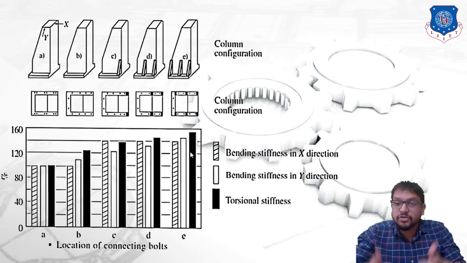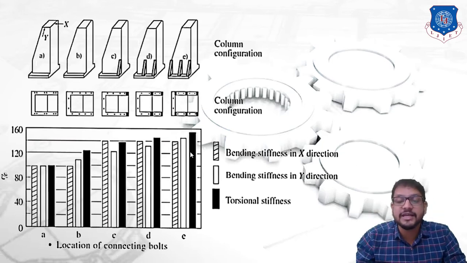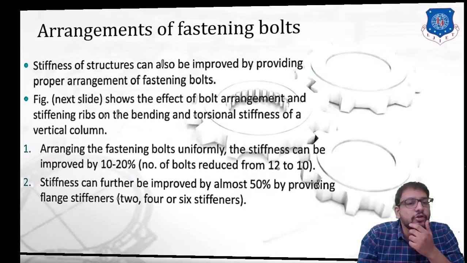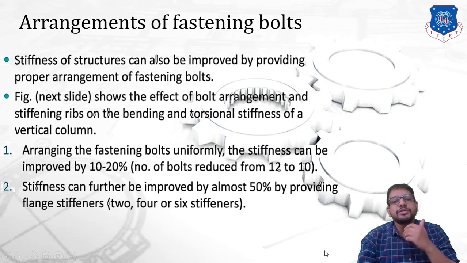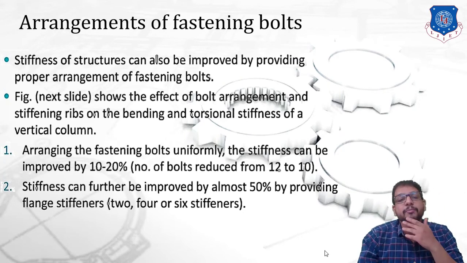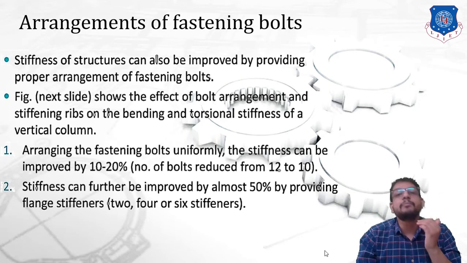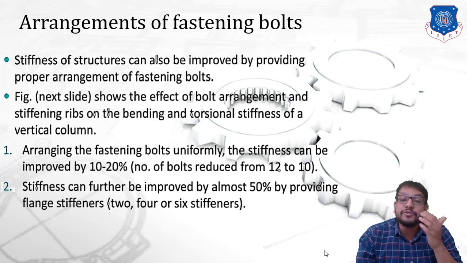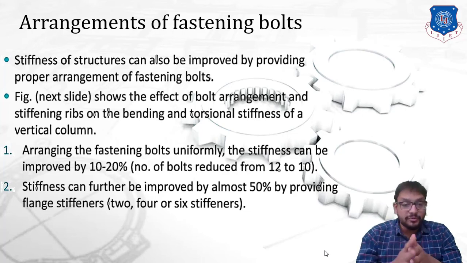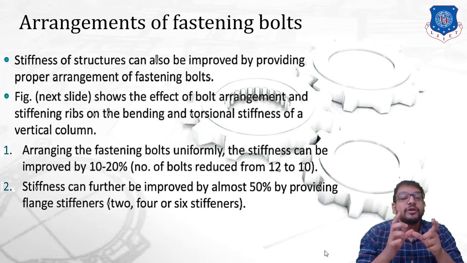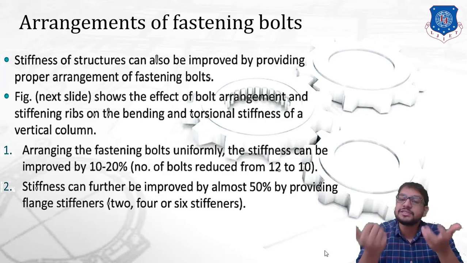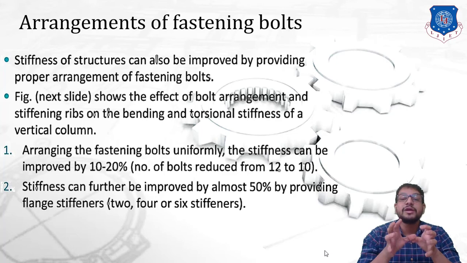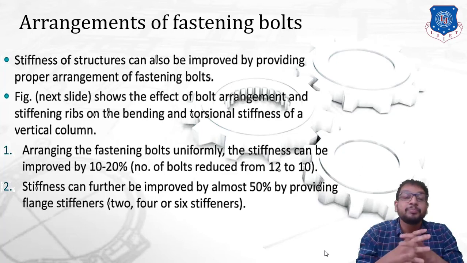So bending stiffness is increased in X direction and in Y direction, and torsional stiffness has also been increased. You can clearly see it is written over here. By arranging the fastening bolts uniformly, the stiffness can be improved by 10 to 20%, and the number of bolts can be reduced from 12 to 10. Second, stiffness can further be improved by almost 50% by providing a flange stiffener. Either 2, 4 or 6 stiffeners are sufficient to improve the stiffness by up to 50%.